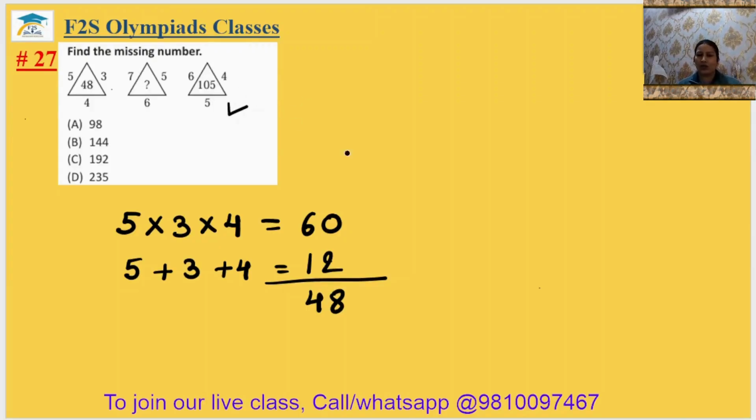Same pattern is followed here also. You can check it. 6 multiply by 4 multiply by 5. So 5 4s are 20, 20 6s are 120 and 6 plus 4 plus 5.